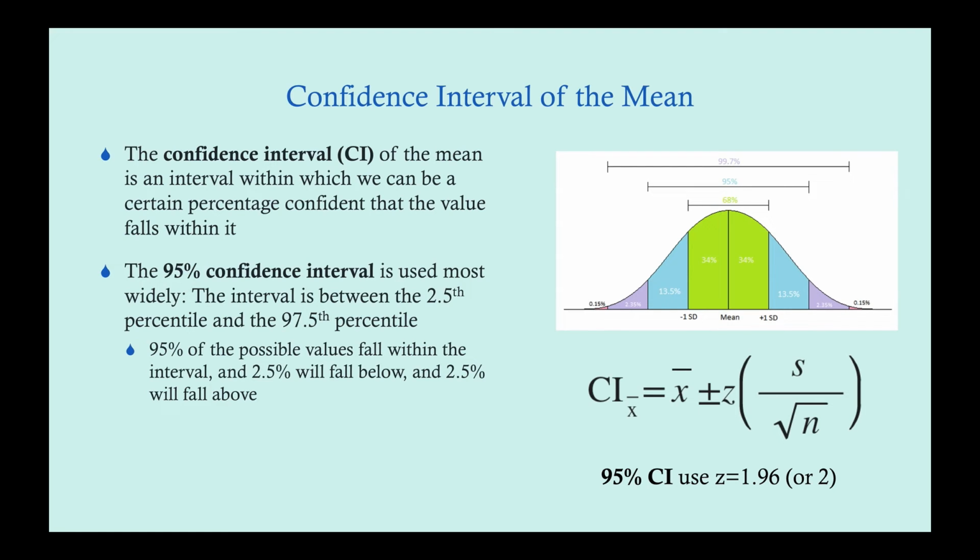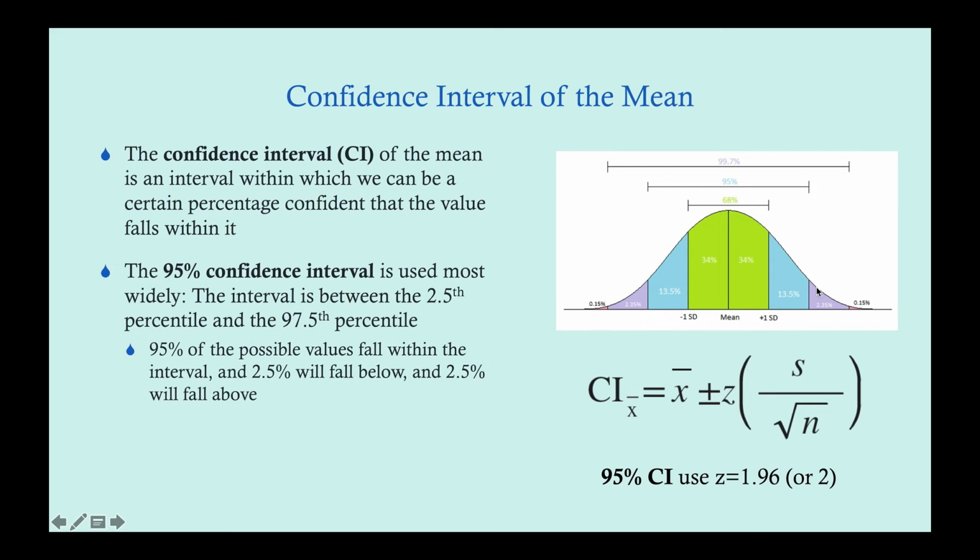To obtain any confidence interval, you take your mean and then add or subtract z, which depends on what confidence interval you want, times the standard error, which is s over the square root of n. So for the 95% confidence interval, which is really the only one I think will come up on the test, you're going to use z equals 1.96, or you can round that to 2 for calculation purposes.